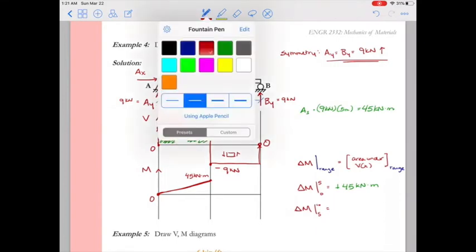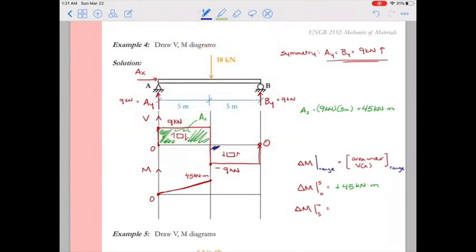I'm going to repeat this on the range of 5 to 10 meters. So from x equals 5 to 10, that change is going to be equal to the change shown in blue, or A2. I'll calculate A2 as negative 9 kilonewtons times 5 meters. I know you can't really have negative areas, but mathematically in calculus, we can get negative values. It just means it's lower than the x-axis. But it does mean that delta M changes by negative 45 kilonewton meters. If I start at positive 45 and I get to the end, 45 minus 45 gives me 0.